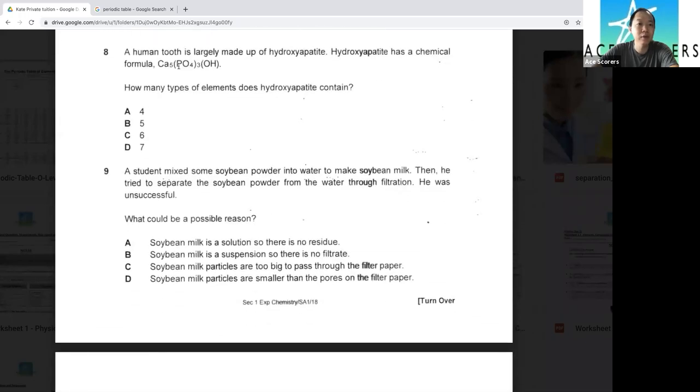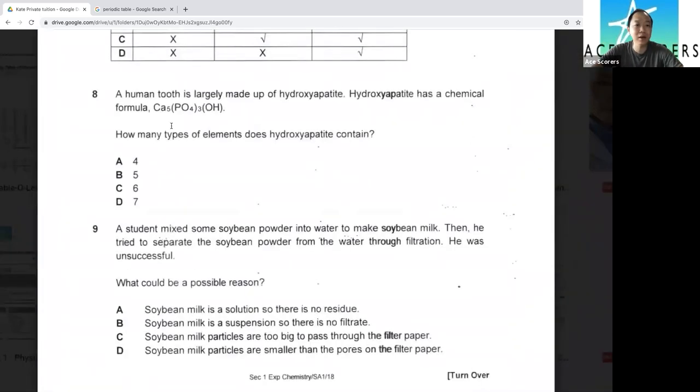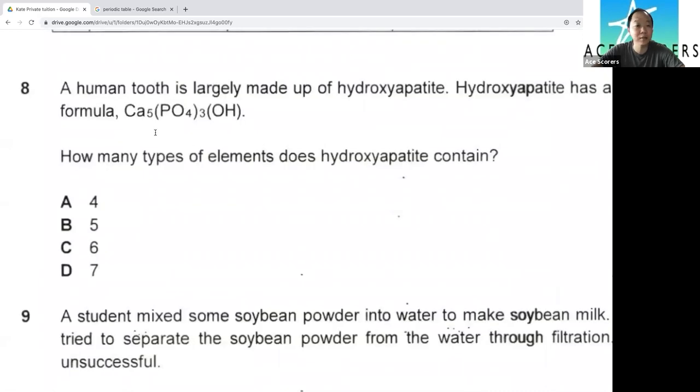Okay, eight. A human tooth is largely hydroxyapatite. You're not supposed to know that, they're just giving you some weird chemical. So how many types of elements does hydroxyapatite contain? Remember, I said the first 20 elements you have to memorize. Can you remember what is Ca? What's Ca? Yeah, awesome. So Ca is calcium, P is phosphorus, oxygen, and hydrogen. So calcium, phosphorus, oxygen, hydrogen, four. The answer is four types of elements.